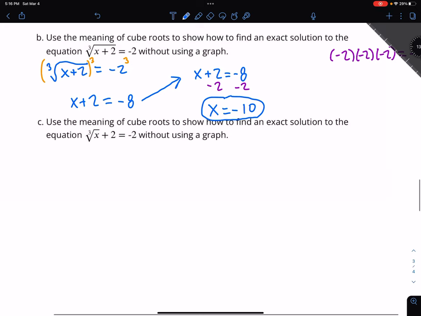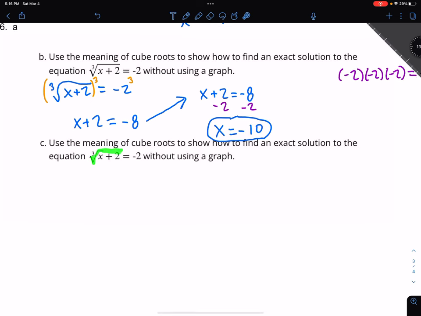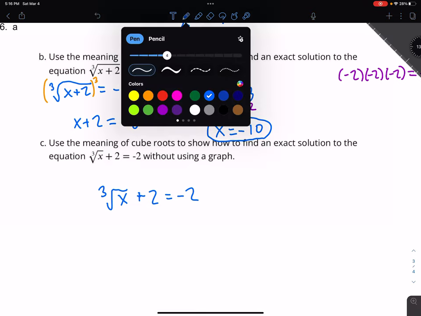How about this down here? The reason they put this other one here, they want to see if you can realize that this radical is not reaching over that 2 right there. So 2 is not under the cubed root. So we can go ahead and get the 2 over to the other side, and then raise that cube root of x to the power of 3 to get x by itself. So I'm going to rewrite this down here. The cube root of x plus 2 equals negative 2.